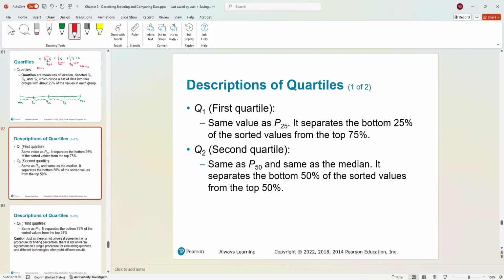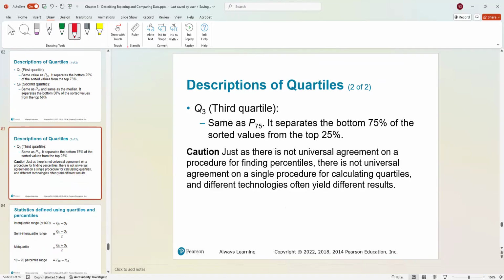Descriptions of quartiles. First quartile, same value as P25. It separates the bottom 25% of sorted values from the top 75%. And Q2, same as P50 and same as the median, we said that. It separates the bottom 50% of the sorted values from the top. The Q3, same as P75, we're going to keep saying the same thing. It separates the bottom 75% of the sorted values from the top 25%. Feel free to stop the video and review just in case you want to learn more about it.